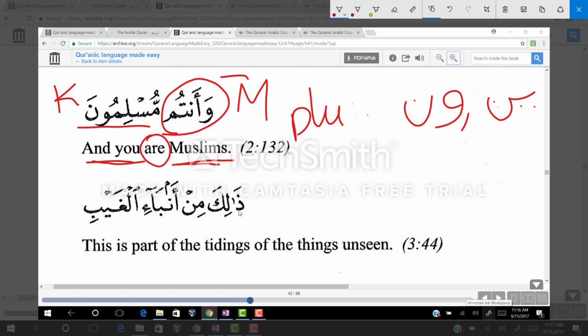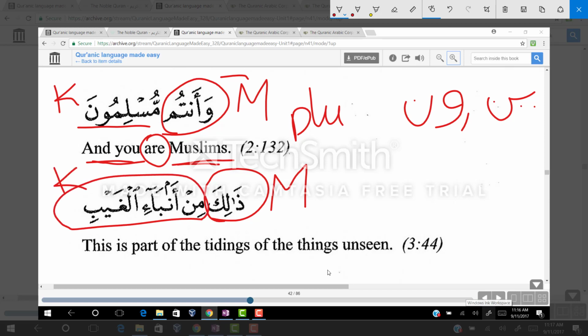And dhalika min amba'il ghaibi. So this is part of the tidings of the unseen. So here dhalika is our ismu ishara. This is our mubtada, and min amba'il ghaibi, the whole thing, is the khabar here. What did I tell you? Whenever you see "is" in the translation, it is a nominal sentence. Whatever comes before is our mubtada, and whatever comes after, the whole thing, is the khabar. So dhalika min amba'il ghaibi, this is part of the tidings of the unseen, is a complete nominal sentence.